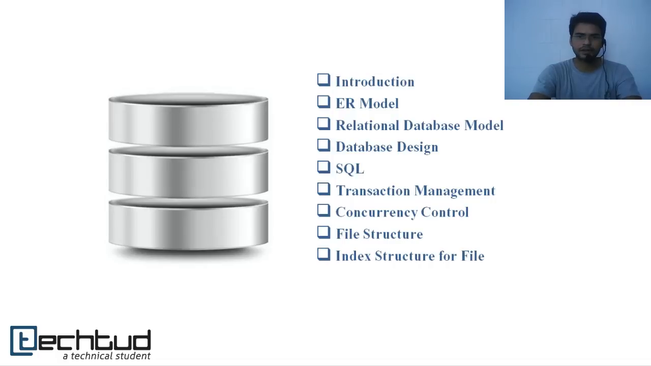Next we will be covering the relational database model, in which we will be covering various relationships among the tables and inside the table itself, then various levels of normalization, etc. Next we will be covering database design, where we will try to design a database from a given scenario.